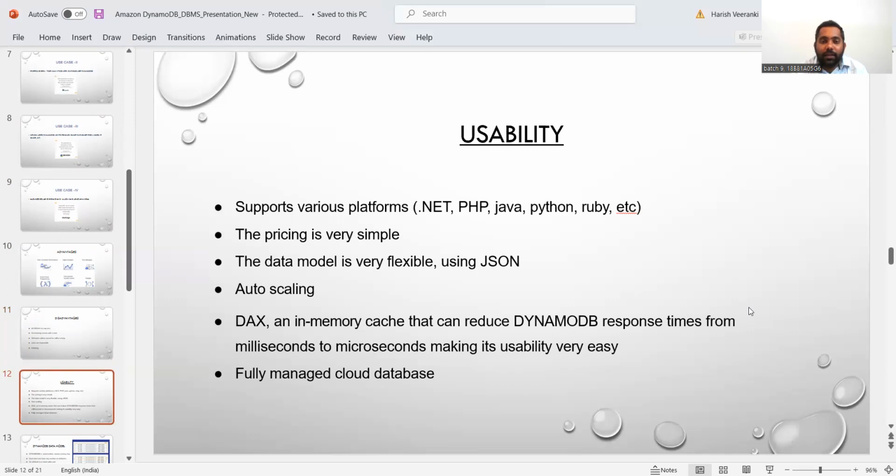And the usability supports various platforms such as .NET, PHP, Java, Python, Ruby, etc. The pricing is very simple. The data modeling is very flexible using JSON, auto scaling, and DAX, an in-memory cache that can reduce DynamoDB response time from milliseconds to microseconds, making its usability very easy. Fully managed cloud database.